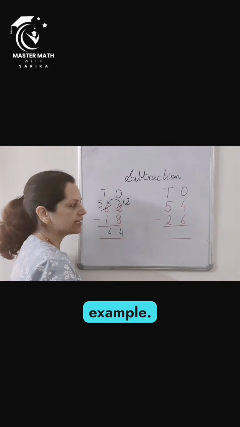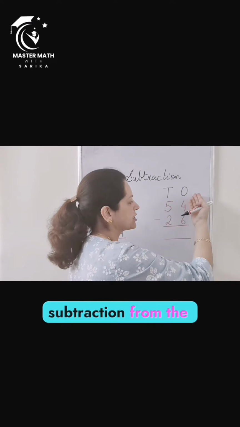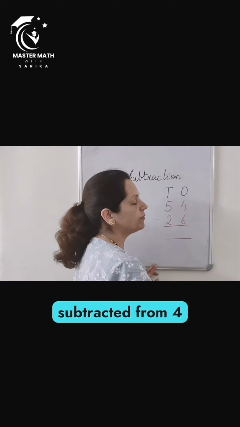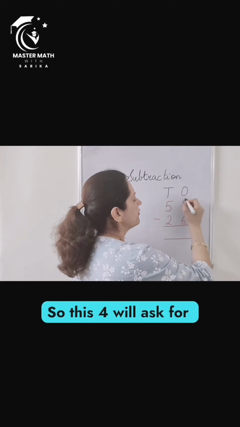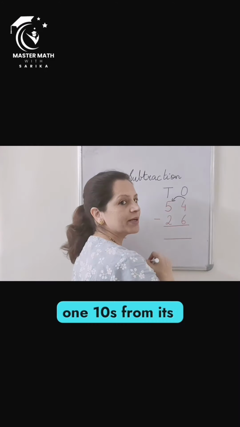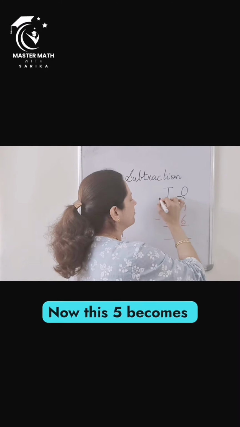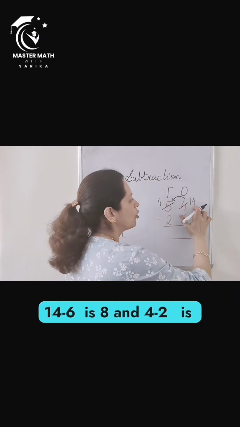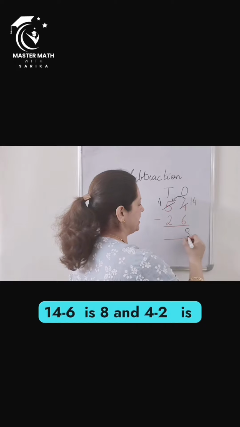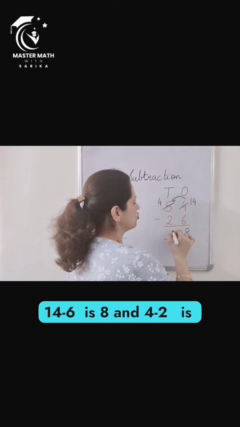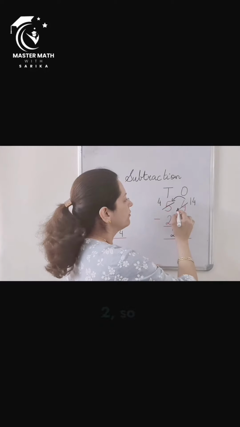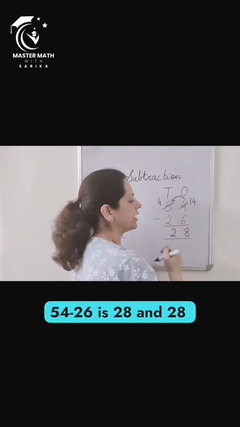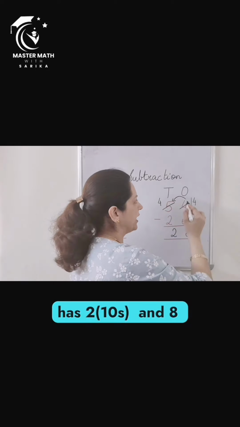Now, let's see this example. Again, start subtraction from the ones column. 6 cannot be subtracted from 4. So, this 4 will ask for 1 ten from its neighbor. Now, this 5 becomes 4 and this 4 becomes 14. 14 minus 6 is 8 and 4 minus 2 is 2. So, 54 minus 26 is 28 and 28 has 2 tens and 8 ones.